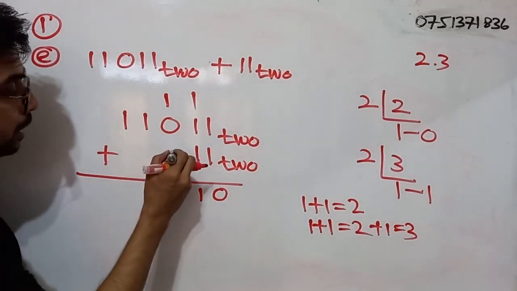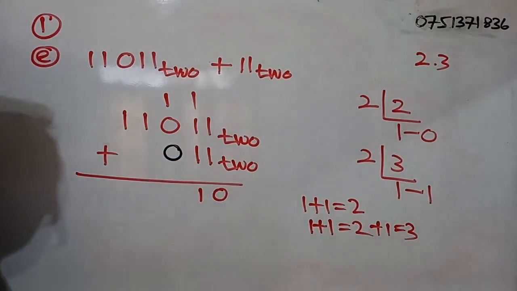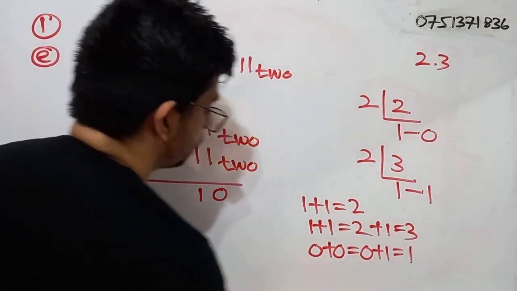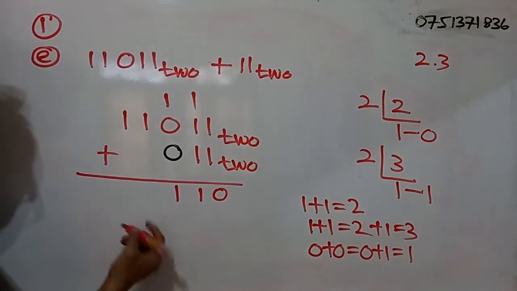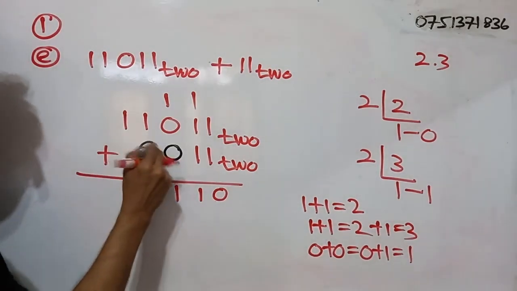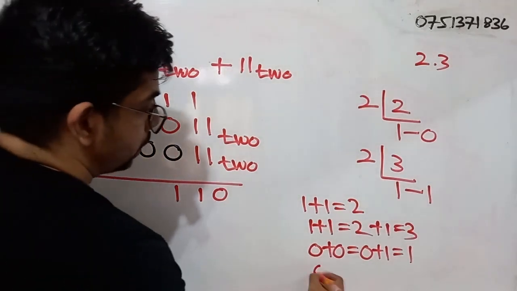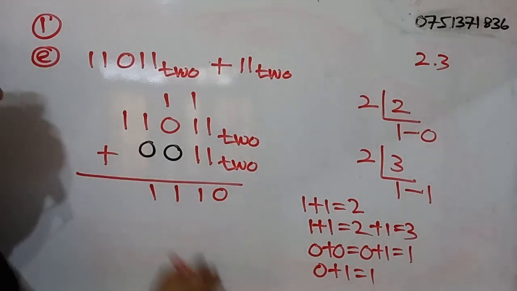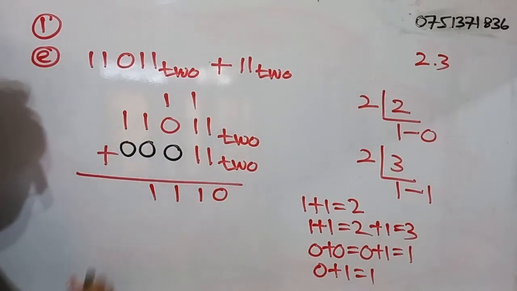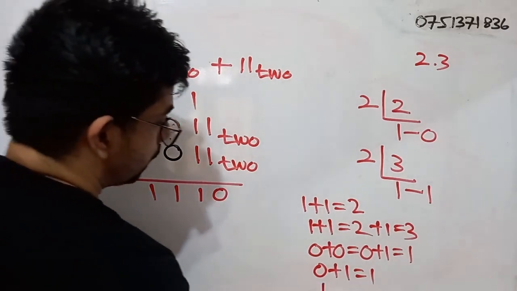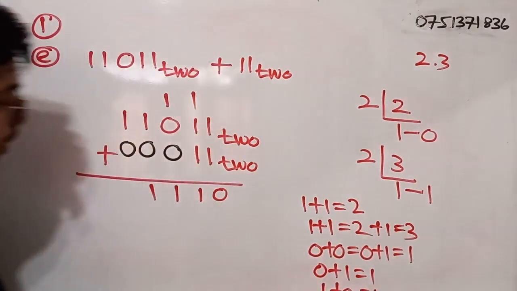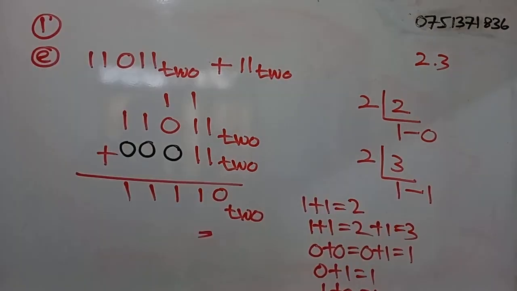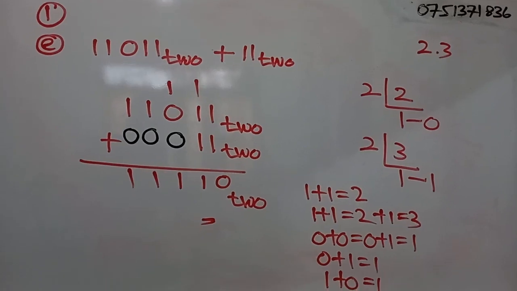So here we have no digits. So we put a 0, right? So 0 plus 0, it's a 0. To that we add a 1. So it becomes a 1. Right? So here, no digit. So 0 plus 1, it becomes 1. Right? And here also we don't have any digits. So 1 plus 0, it becomes what? 1. So the base is what? 2.